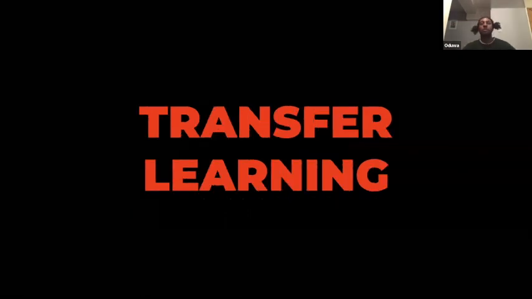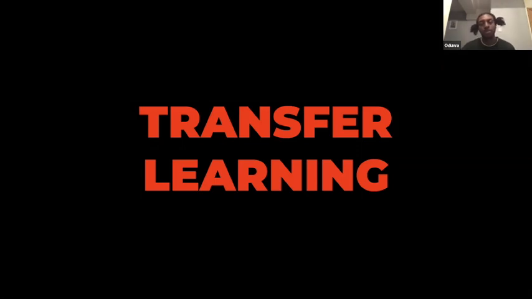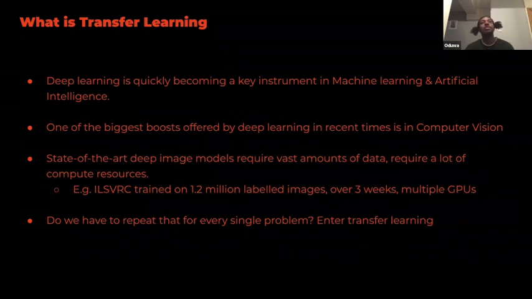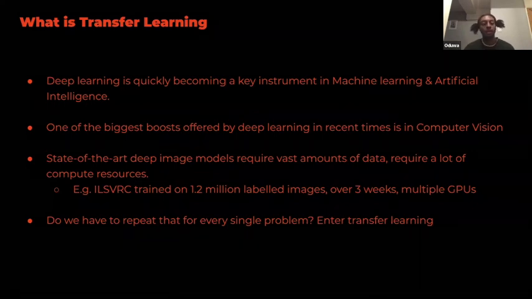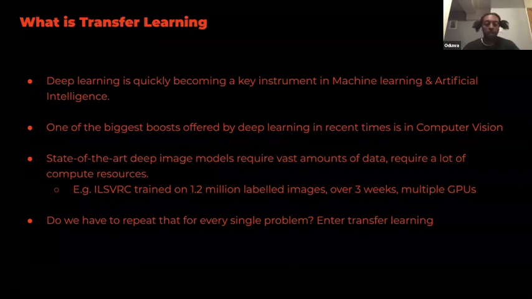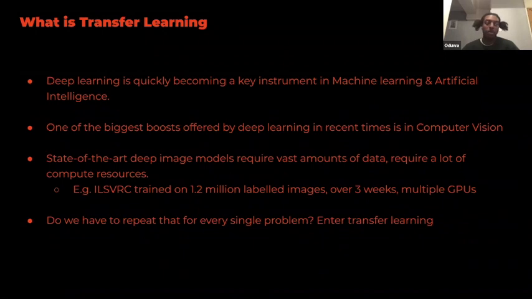To start with, I'm going to dig a little bit into transfer learning and give some overview about what that is. To talk about transfer learning, we first need to think about deep learning, which is quickly becoming a key instrument in ML and AI. So what is deep learning? Deep learning basically refers to any algorithm or method that uses neural networks with three or more layers.